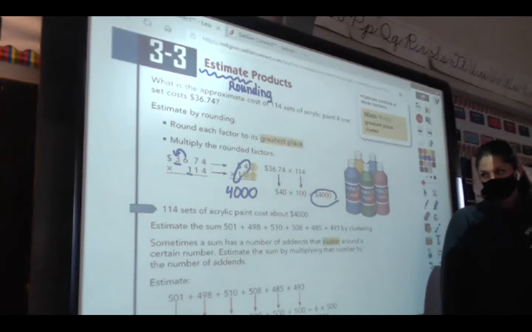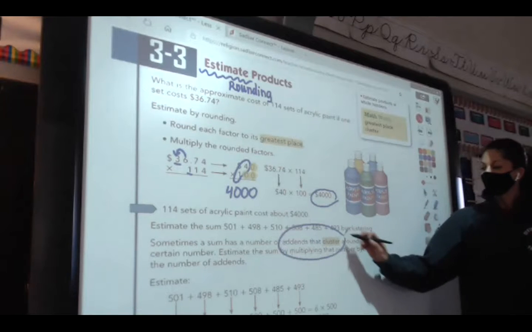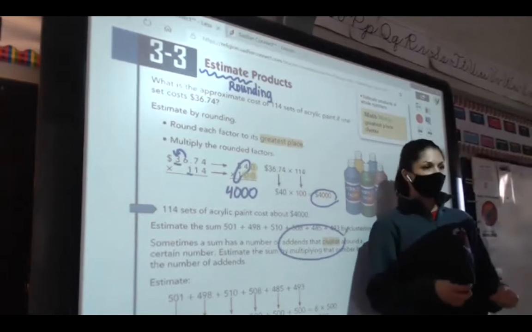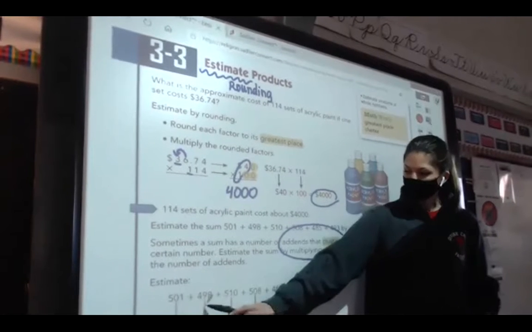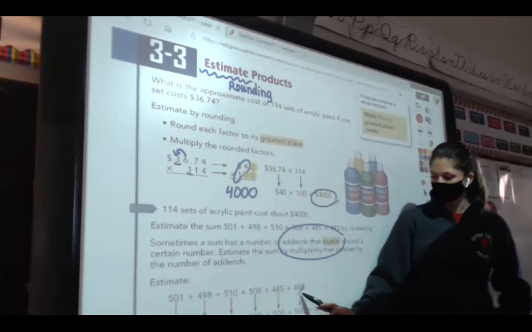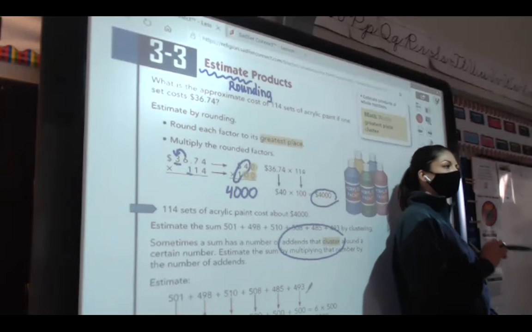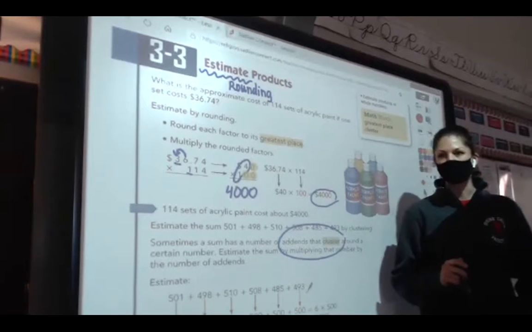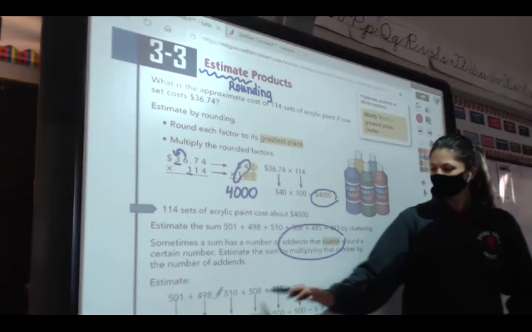Another skill that we're going to be working on today is adding a cluster of numbers that have similar values. So instead of adding 501 plus 498 plus 510 plus 508 plus 485 plus 493, your brain should go, wait a minute, those are all close to what number? What would be an easy number to round them all to? 500, right? Those are all close to 500.